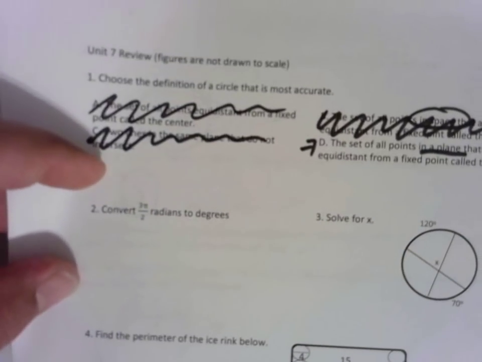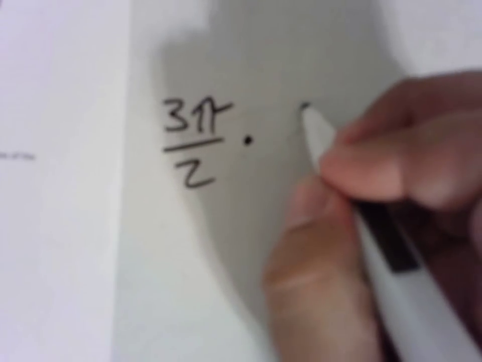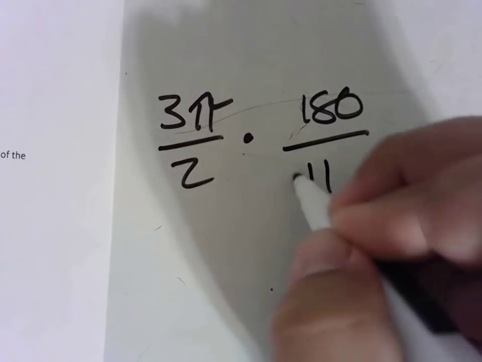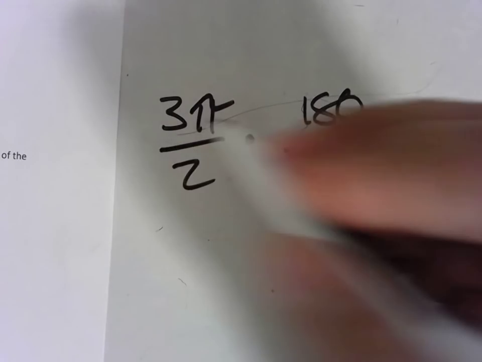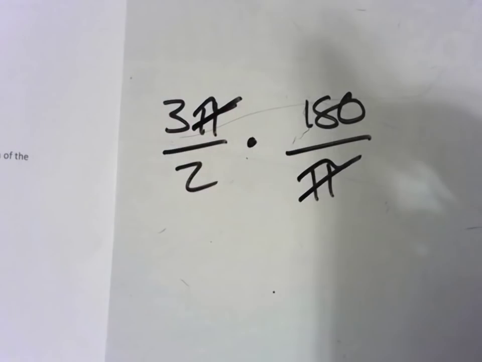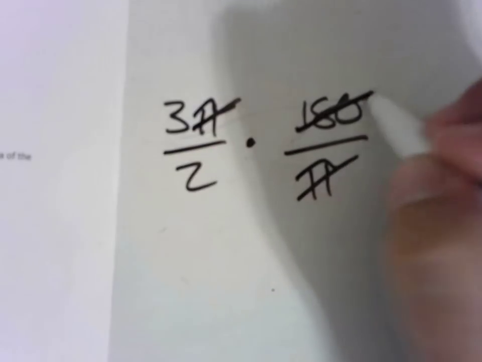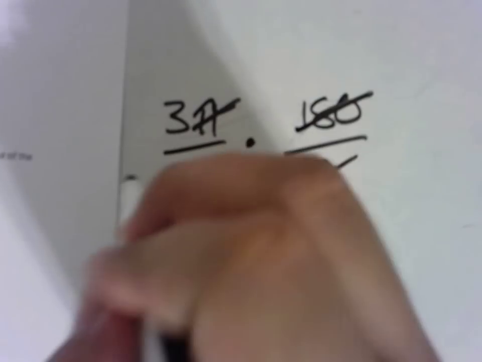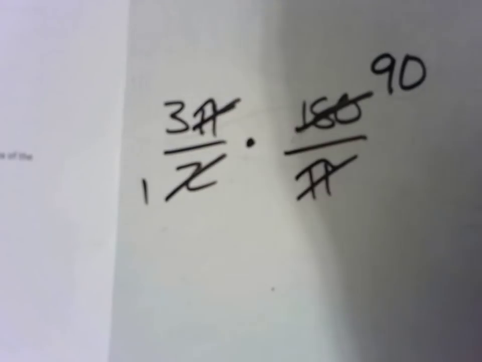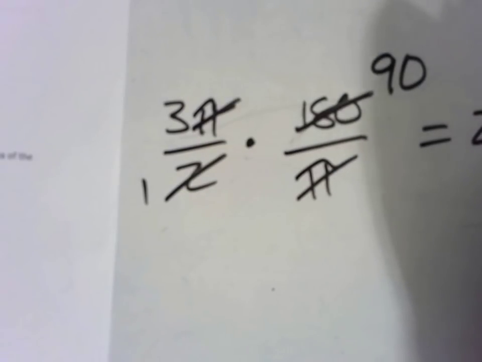Number two, convert 3 pi over 2 radians to degrees. So you have 3 pi over 2 radians. To convert that to degrees, you're going to multiply by the conversion factor, which is going to be 180 over pi. Pi divided by pi, the pi simplify. You can simplify 180 and the 2. 2 simplifies to a 1, half of 180 is 90. And then 3 times 90 is 270 degrees. There you go, that's your final answer.